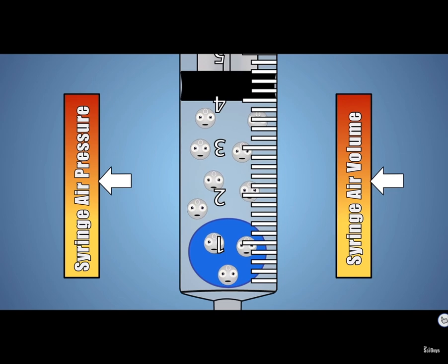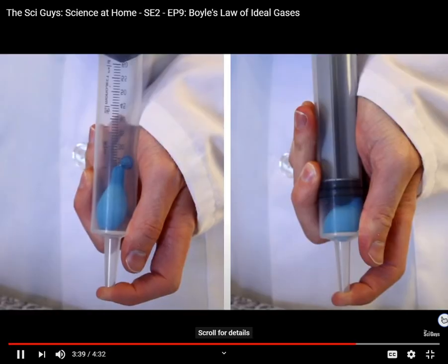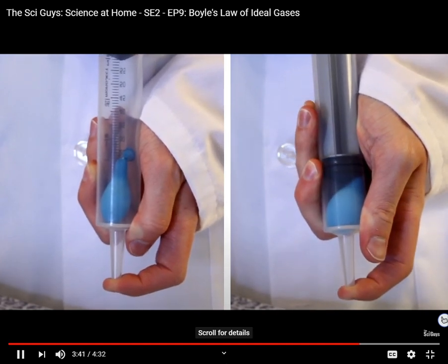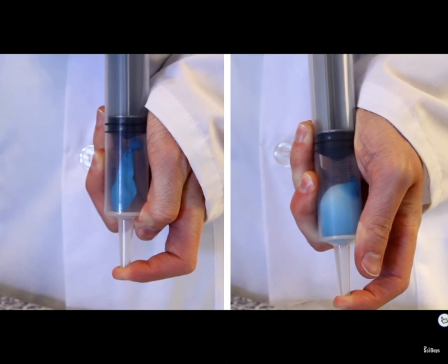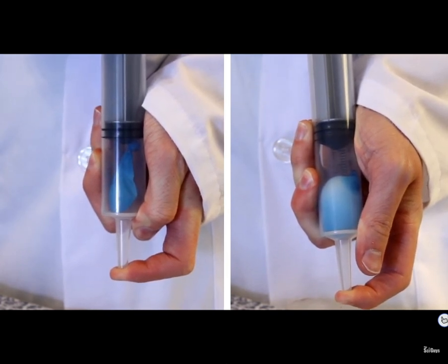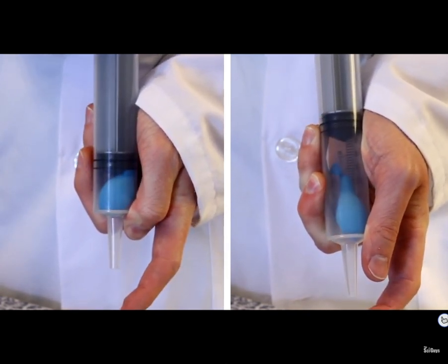Removing your finger from the bottom of the syringe returns the pressure back to normal, reducing the volume and size of our balloon. When we compare the two variations of this experiment side by side, we can clearly see the inversely proportional relationship between the volume and pressure of an ideal gas. This relationship is known as Boyle's Law.